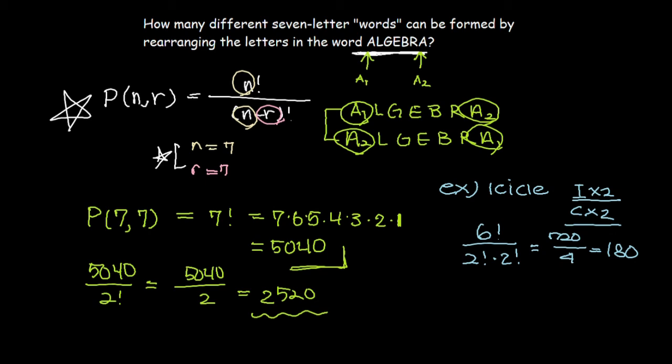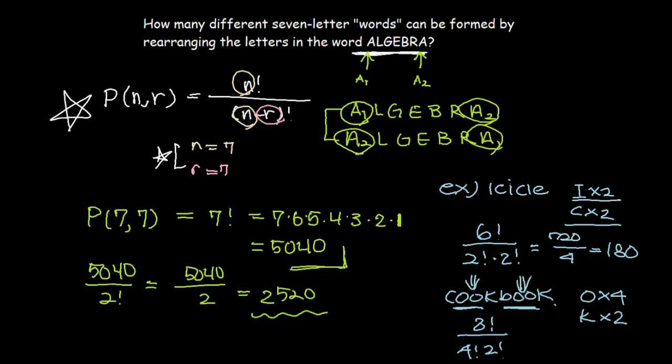There can be more complicated words like the word cookbook. In this case, you have O repeating 4 times, and you have the letter K repeating twice. In this case, you have to do 8 factorial divided by 4 factorial and 2 factorial. So always remember that whenever you see repeating letters, always divide by that number's factorial.